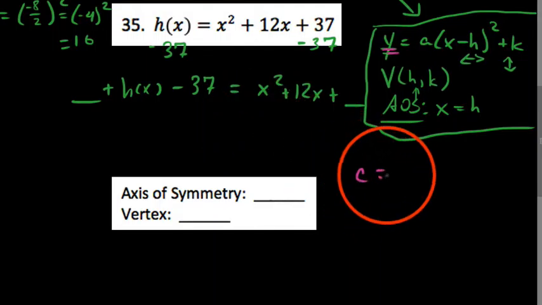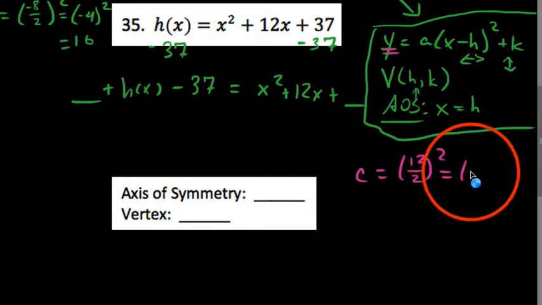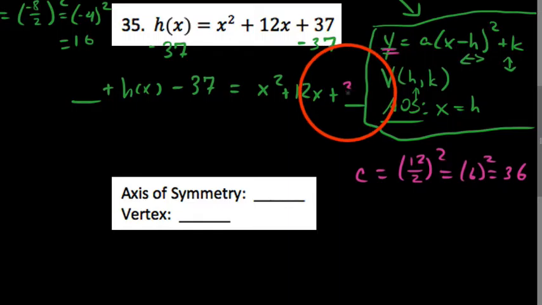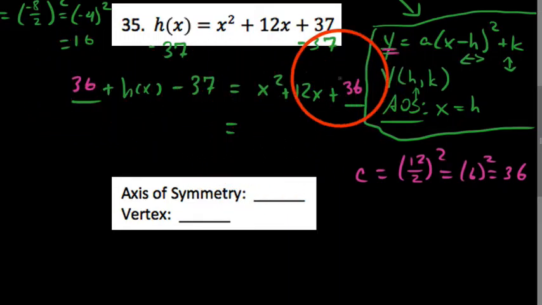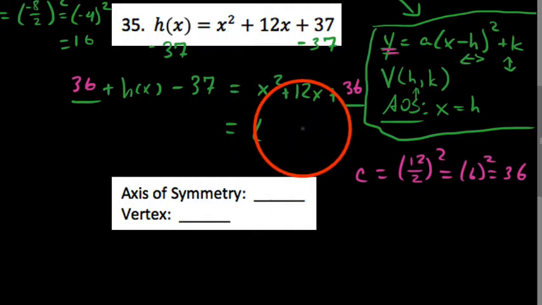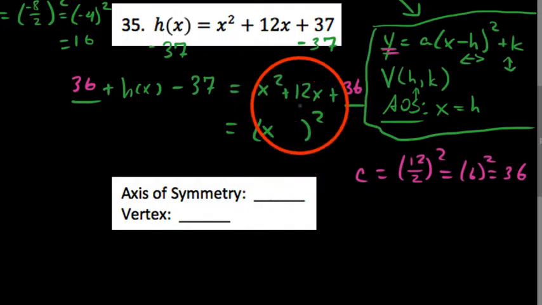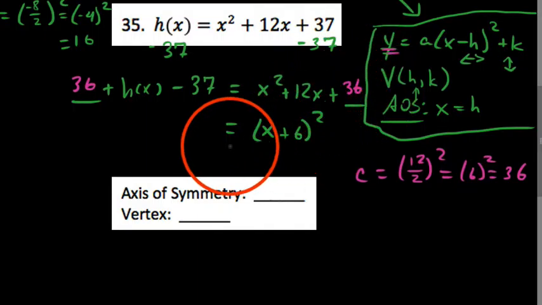Since I want a c value that is half of my middle term squared, I'm just going to write (12/2) squared, which is 6 squared, which gives us our 36. So adding 36 to both sides here, the neat thing, of course, is we've completed the square, and so we get this squared binomial factored expression. And in here, we would put half of our middle term, which was that 6 that we squared to get the 36 in the first place.